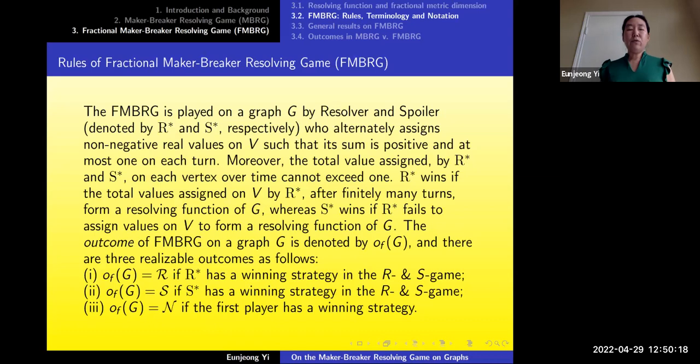So with respect to the rules, they are basically the same. So in the outcome, what is the difference? Instead of forming a resolving set, we want to see if you can assign values in such a way as to form a resolving function instead of a resolving set. That's the only difference. So with respect to outcome, I put subscript f to show that it's a fractionalization of it. Next.